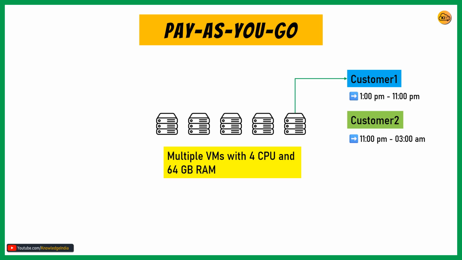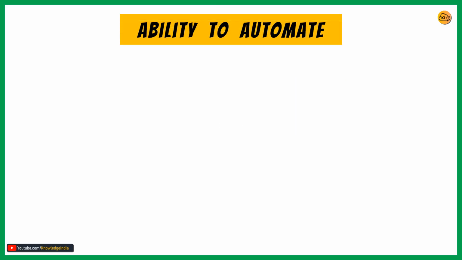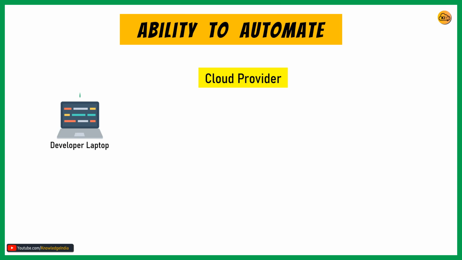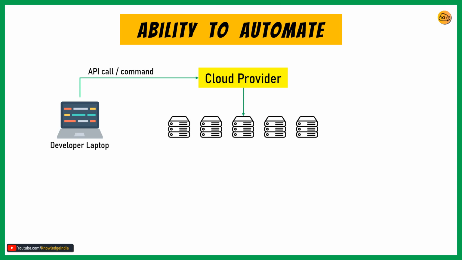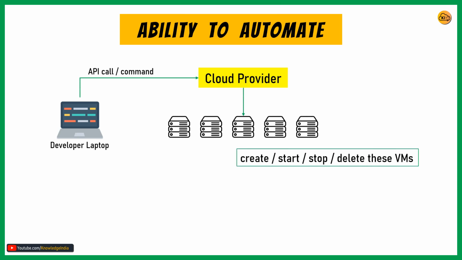The last bit here is the ability to automate. Cloud providers gave the ability to create, stop, and delete these virtual machines just by an API call. In simple terms, think of it like a command from your laptop going to the cloud provider, which actually results in the creation of these resources.